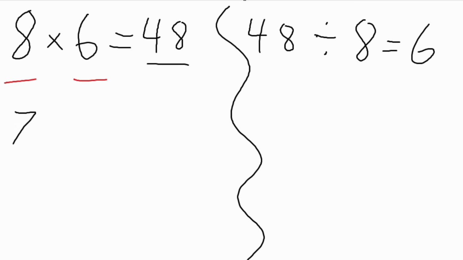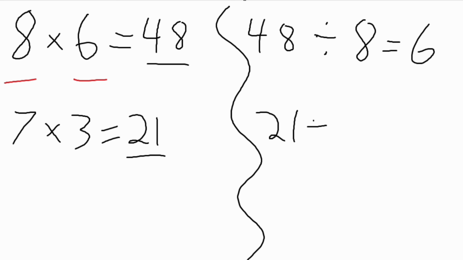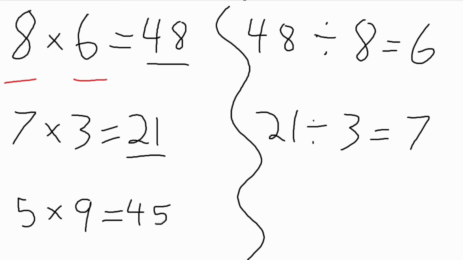Let's do another problem. Let's do 7 times 3, all right? 7 times 3 gets us 21. So we're going to take our big number, 21, and start with our division there. We're then going to do 21 divided by 3, which gets us 7. All right? See how simple it is? Let's do one more. Let's do 5 times 9, which gets us 45. We're going to take our 45 and start the division there. Let's do 45 divided by 5, and that's going to get us 9.